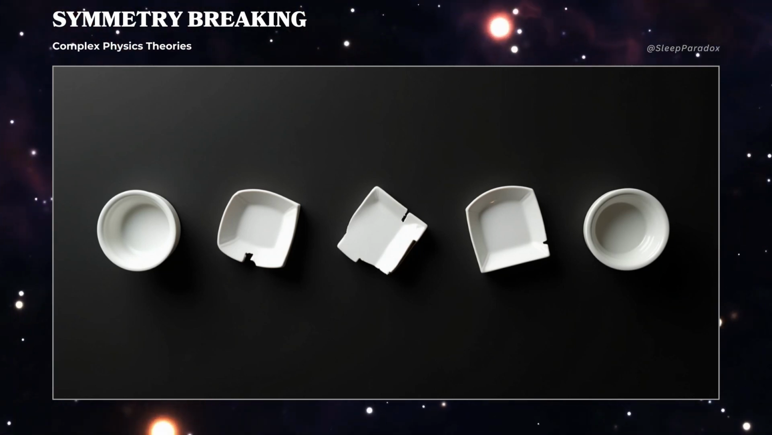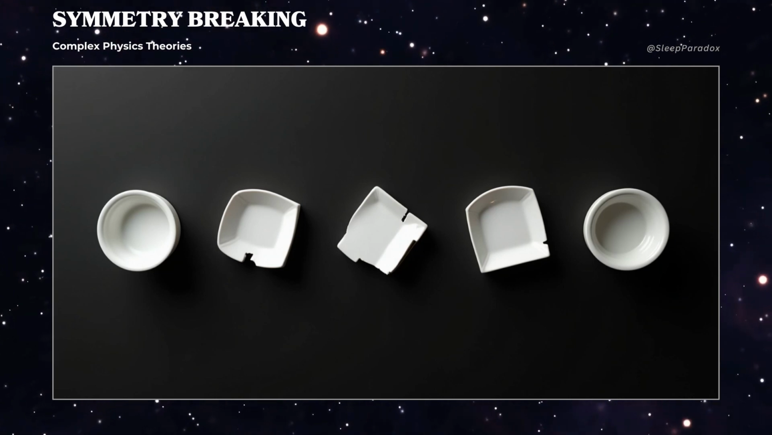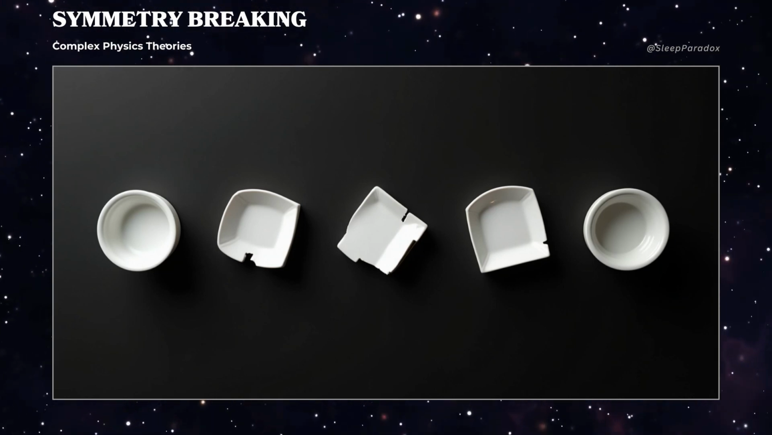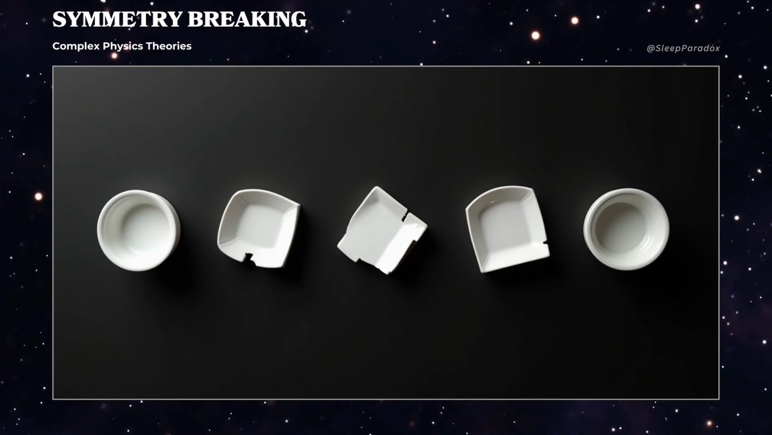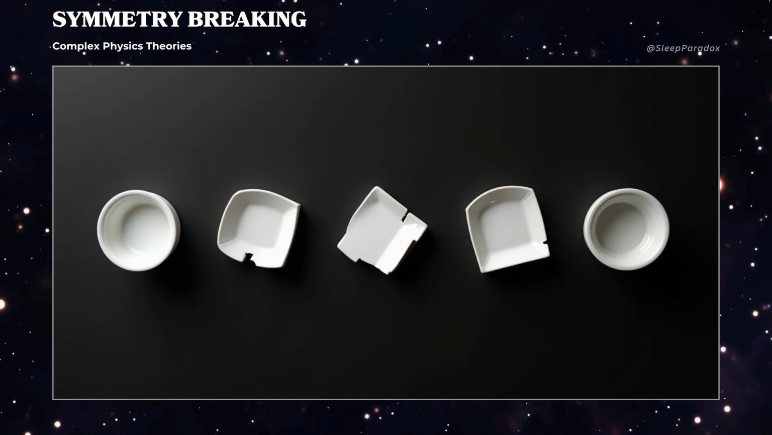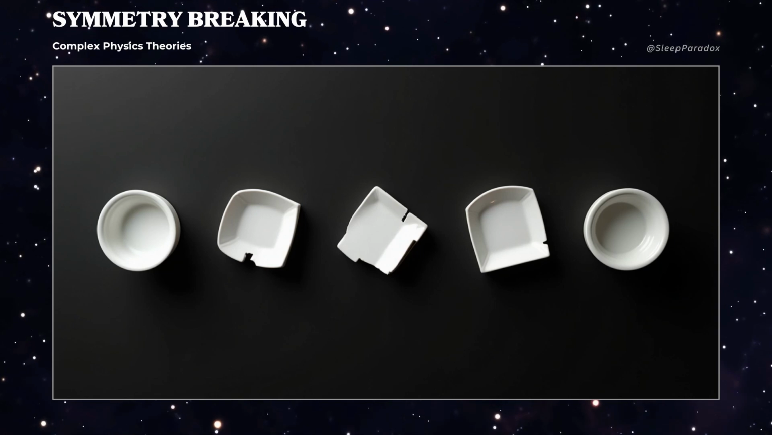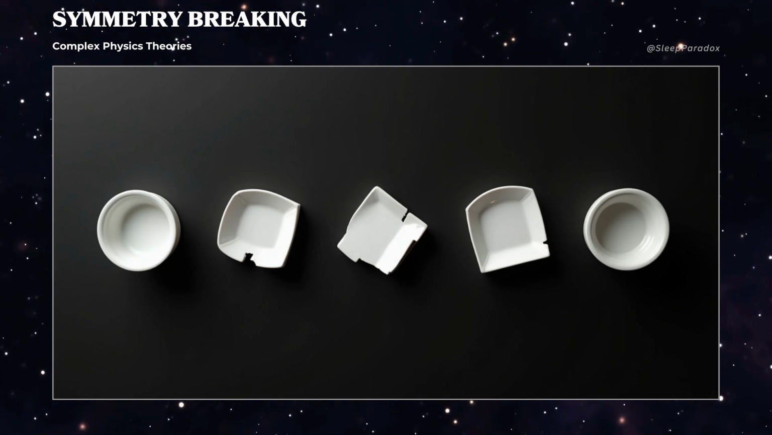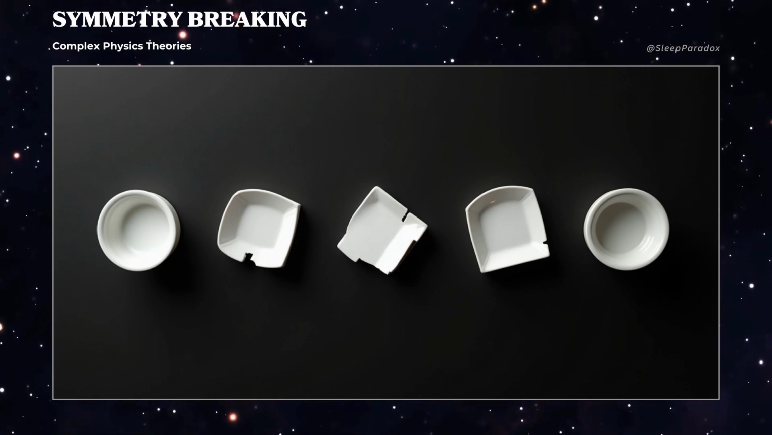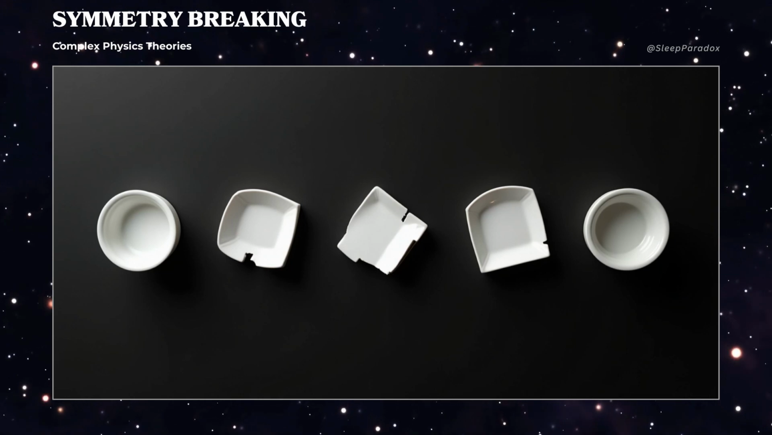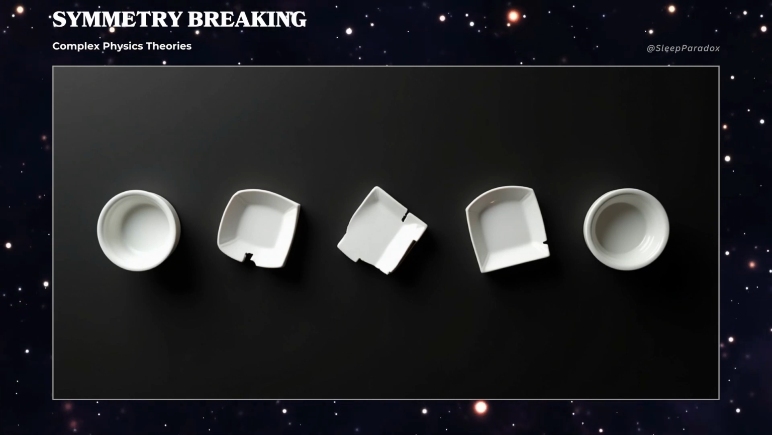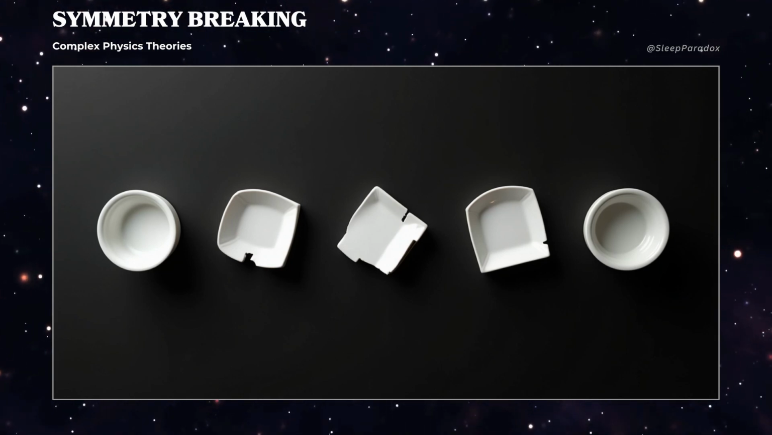It's the reason particles have mass. It's why forces behave differently. It's how a universe that began in perfect balance gave rise to stars, planets, and life. In physics, symmetry is beautiful, but it's the breaking of symmetry that creates reality as we know it. It turns smooth into structured, uniform into unique, and in doing so, it unlocks the diversity of the universe.